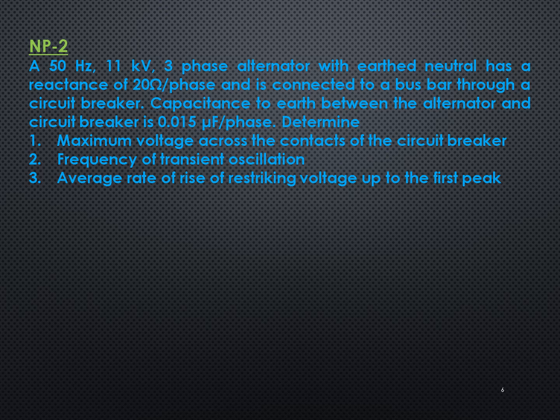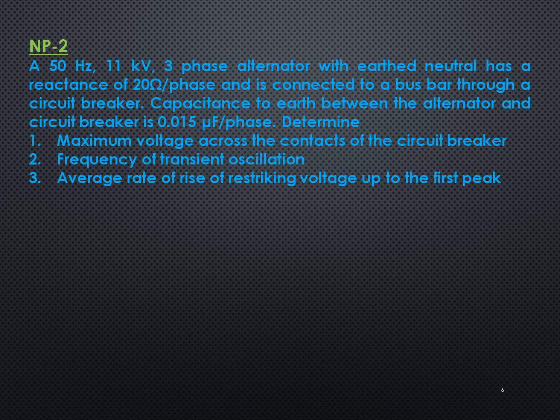Now we'll discuss numerical problem 2. What is the problem statement? A 50 Hz, 11 kV, 3-phase alternator with earth neutral has a reactance of 20 ohm per phase and is connected to a bus bar through a circuit breaker. Capacitance to earth between the alternator and circuit breaker is 0.015 microfarad per phase.